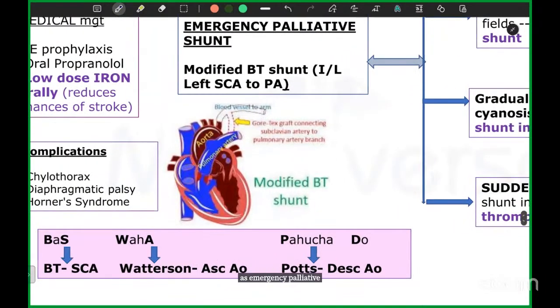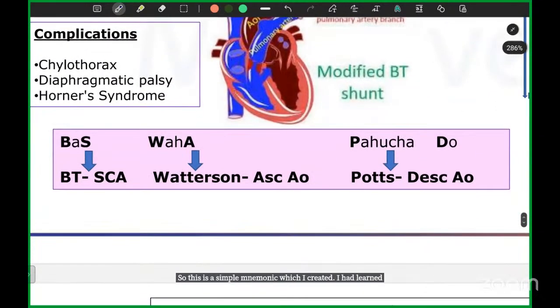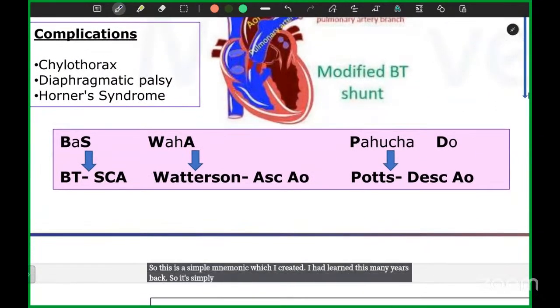And for my juniors who are studying in undergrad, you might come across Watterson shunt and Pot shunt. So this is a simple mnemonic which I created. I learned this many years back. For the ones who know Hindi, it's "bas wahan pahuncha do."